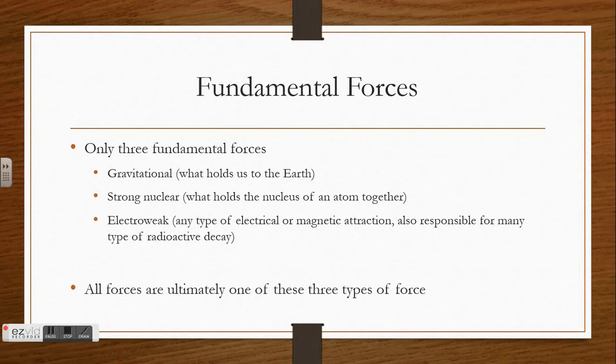What I want you to know about fundamental forces is that there are three types of fundamental forces, and we can basically take all forces and divide them as one of these three types. And so the number of different types of forces that actually exist is pretty small when you try to reduce it down to the smallest number.